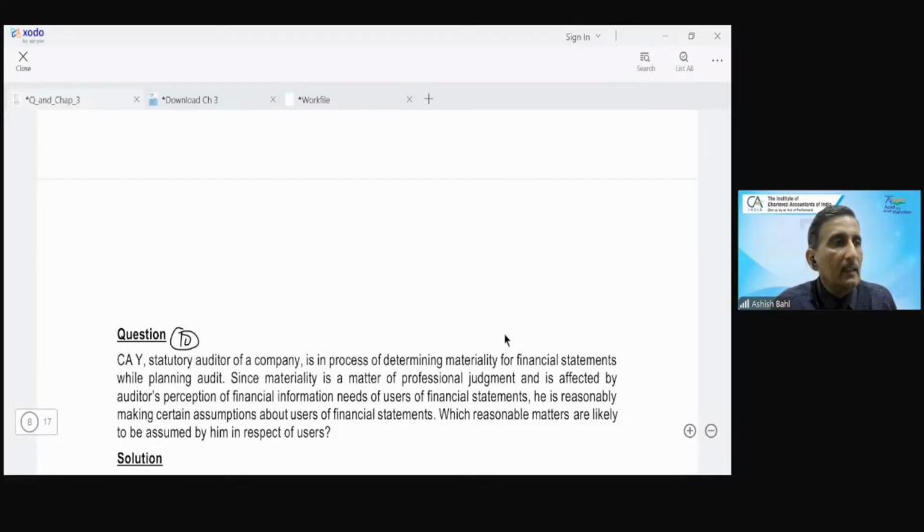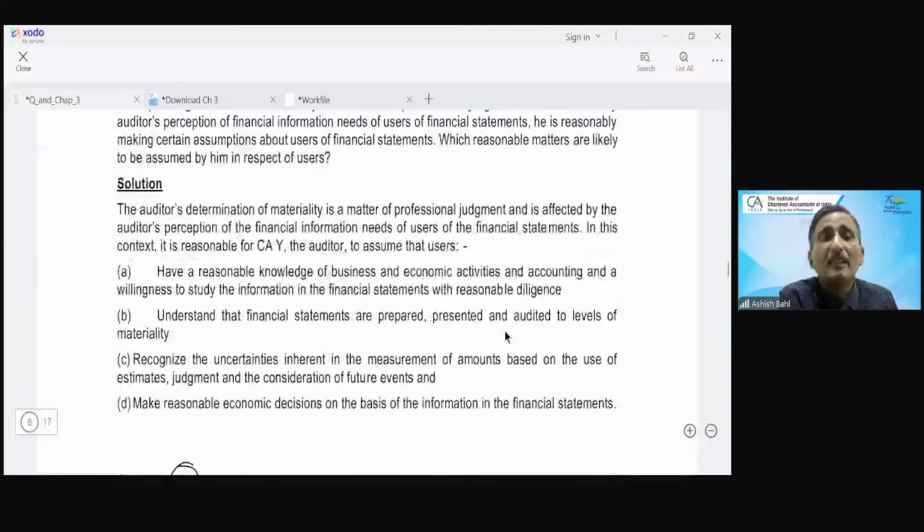Do you remember these assumptions which the auditor makes about users of financial statements while determining materiality? Yes, Tejaswin, you are correctly writing. So obviously the auditor assumes that at least the users know what the company is doing. They have knowledge about the business and economic activities of the company, and they have a willingness to study the financial information, the financial statements, with reasonable care, reasonable skill, and reasonable diligence. Unless you know about the business of a company, how are you going to read its financial statements? You can't make anything out of it. So that is the basic assumption he makes.